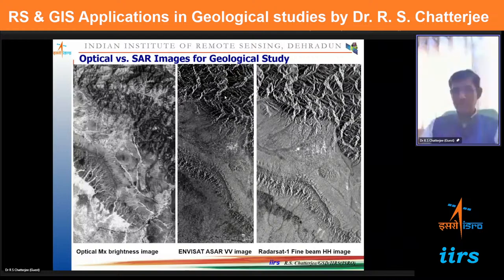And in the higher resolution, that is the Radarsat fine beam image, you can see here your geomorphological details are much more highlighted, isn't it? Similarly, in this case also, you can see the dissections. These channels you can interpret so much more clearly.